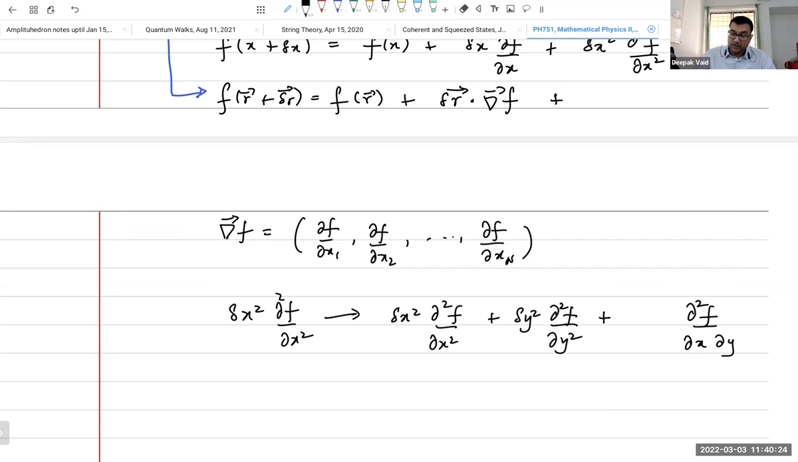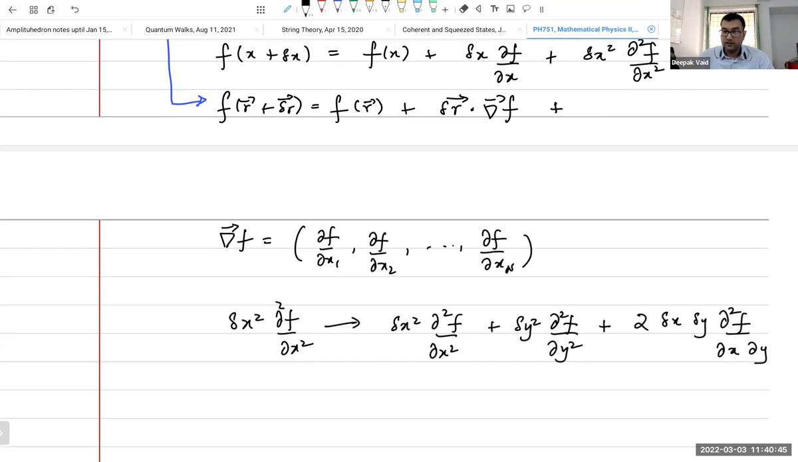And what will be the multiplying factor? Well, you'll multiply by delta x and delta y, and then there'll be a factor of 2, because it's like when you do the expansion of a plus b squared, you get a squared plus b squared plus 2ab. It's the same thing.